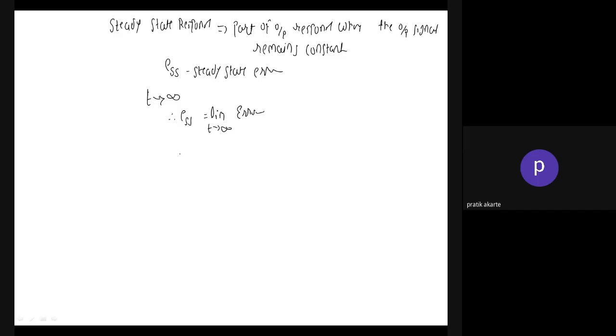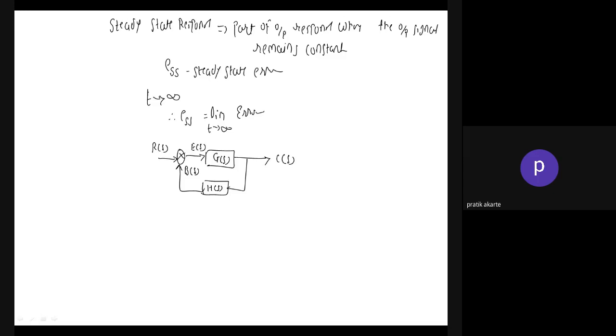Okay, let me draw this diagram. So this is a simple feedback control system. We have a feed forward element, we have a feedback element, we have a comparator over here to which we will be feeding the feedback signal, and over here we have the input signal, and this E of S is your error signal.